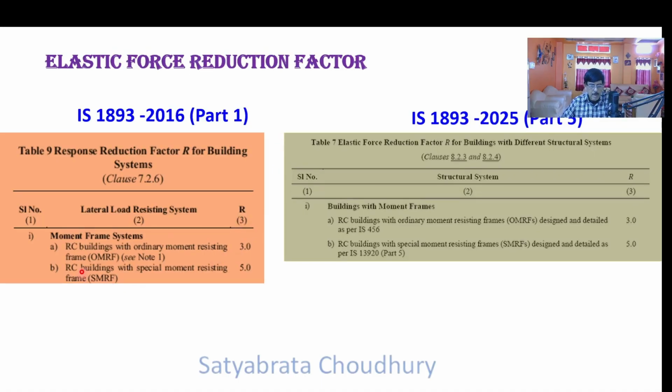We have taken RC SMRF building, so it is 5 here. So R equal to 5 in the previous code. In the new code also, RC building with special moment resisting frames with ductile detailing as per IS 13920, it is 5. So R equal to 5 in both the cases.